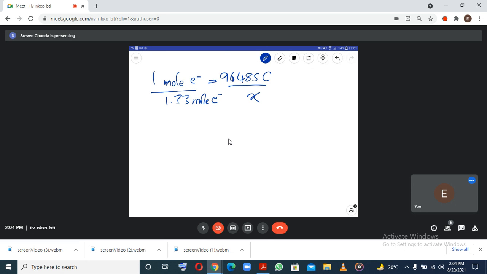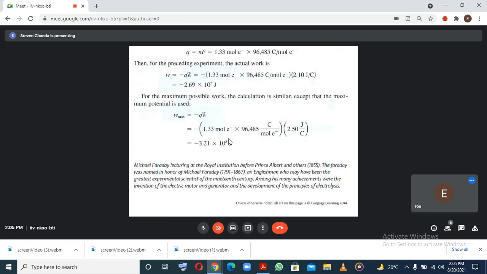So what do we do? We are going to multiply the number of moles here times Faraday's constant, isn't it? And then we'll be able to find this as our Q. So that's basically what's happening in this reaction. And this particular equation is very, very important.